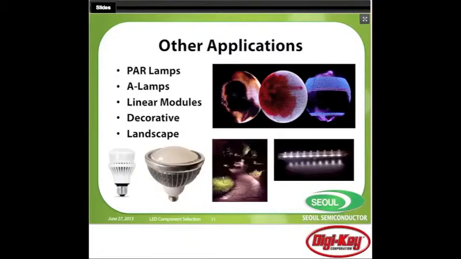So other applications, and this is kind of include a few different things. So really it's retrofit type products like your power lamps, your A lamps like A19s, linear modules, so under cabinet, cove lighting, can be troffer style linear lights. I threw in some decorative. I know that's not really general lighting, but I thought it looked cool. Landscape lighting. So there's a lot of different applications out there. So something to think about when you're picking the actual LED for the actual product you're going after.